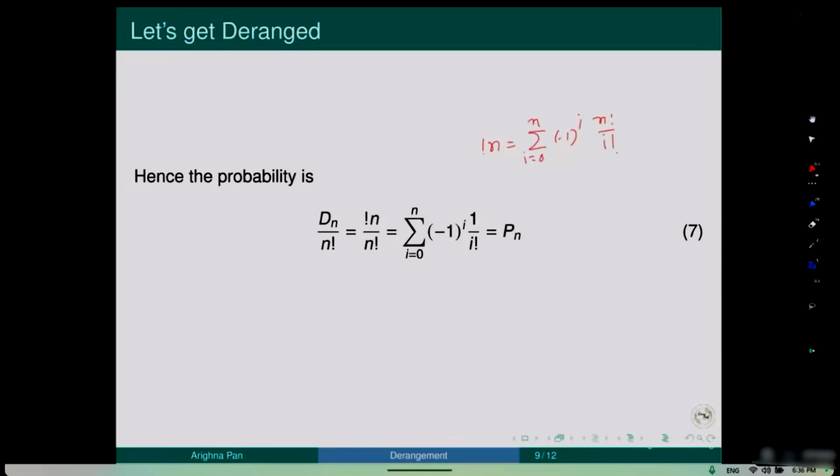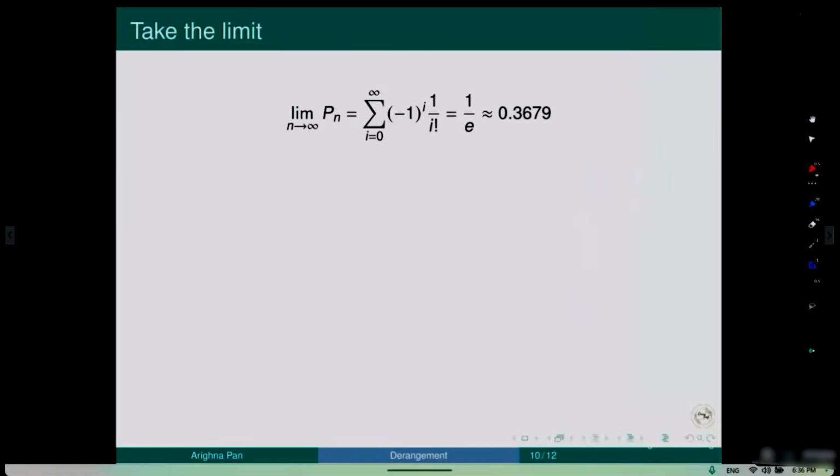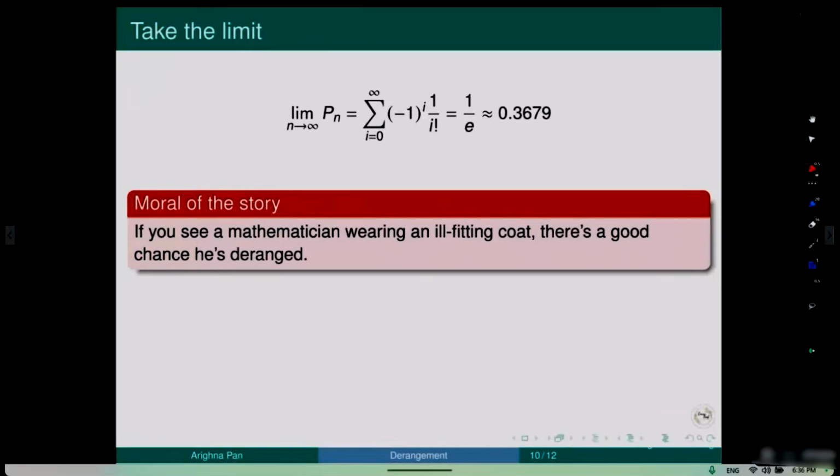But the most interesting case is if we take the limit of this Pn, then it will be the summation from i equal to 0 to infinity, obviously n is going to infinity, and which is an identity. That is the expansion of e to the power minus 1, which is approximately 0.3679. So if we take a permutation, there is a pretty big chance that we will get a derangement. That is around 37%, right? Okay.